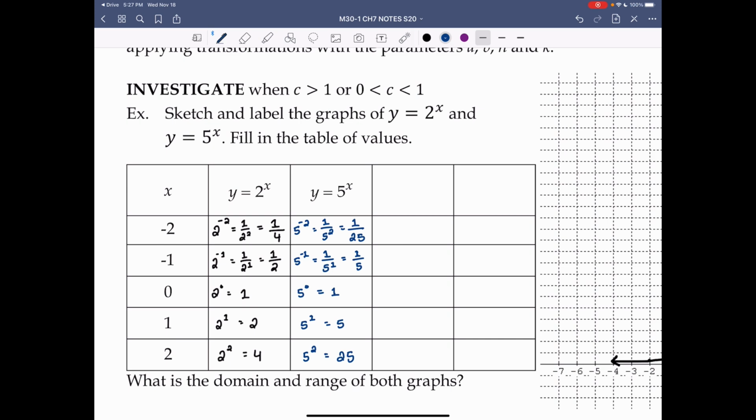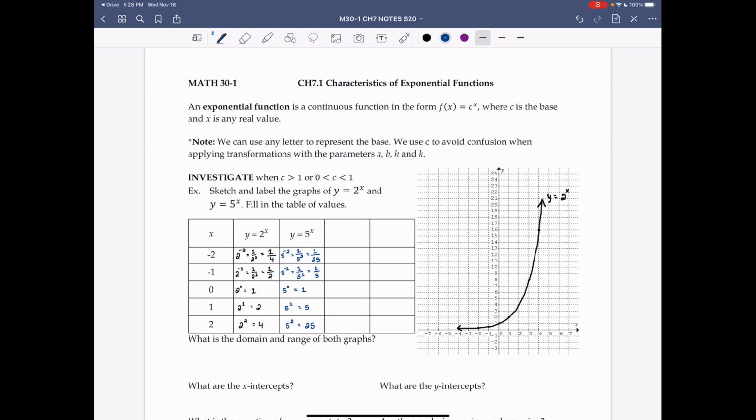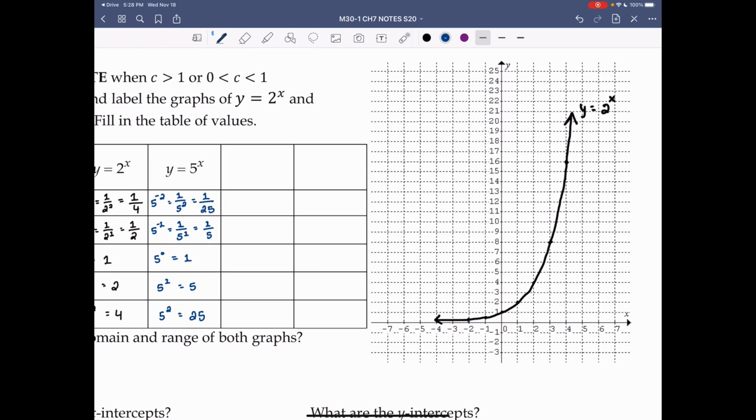I can plot these points. When x is negative 2, we have something really close to 0. When x is negative 1, we also have something really close to 0. When x is 0, y is 1. When x is 1, y is 5. And when x is 2, y is 25. Attach those points with a curve. And that's the graph of y equals 5 to the power of x.